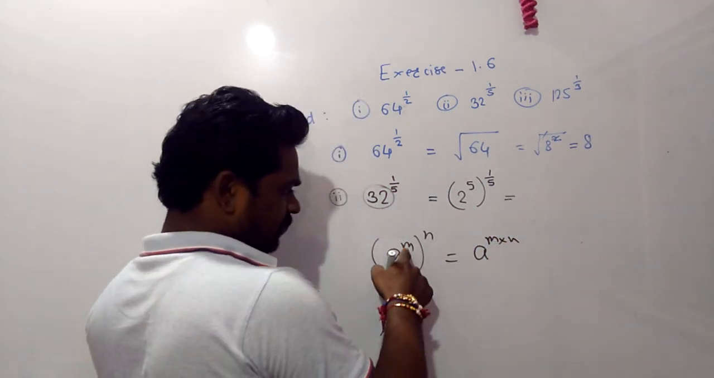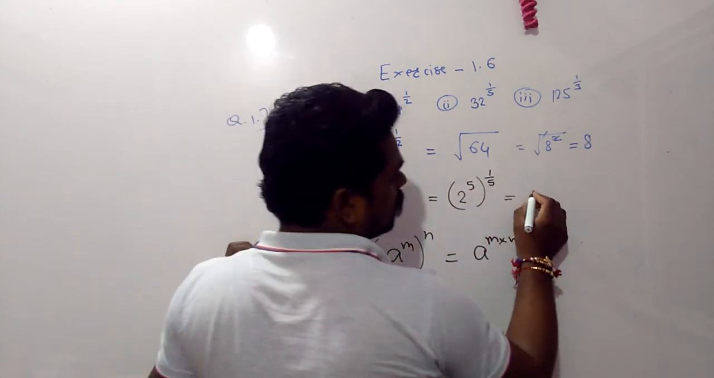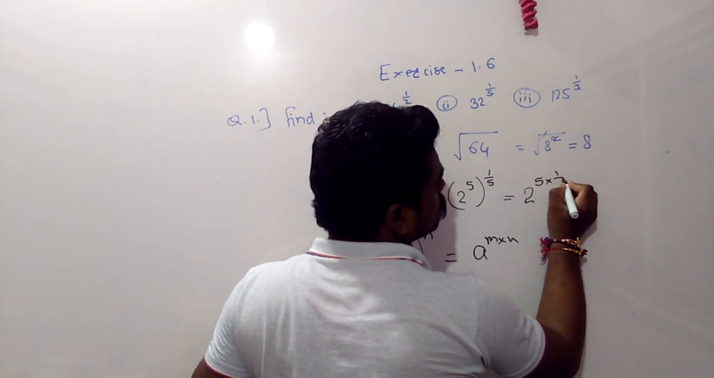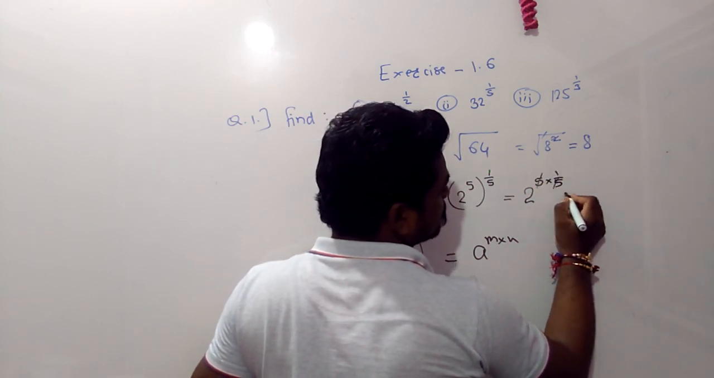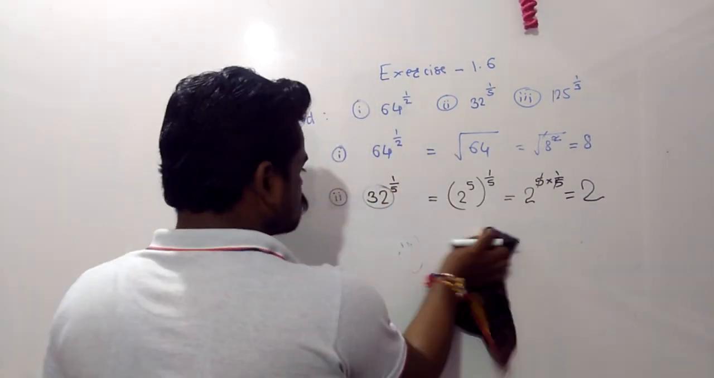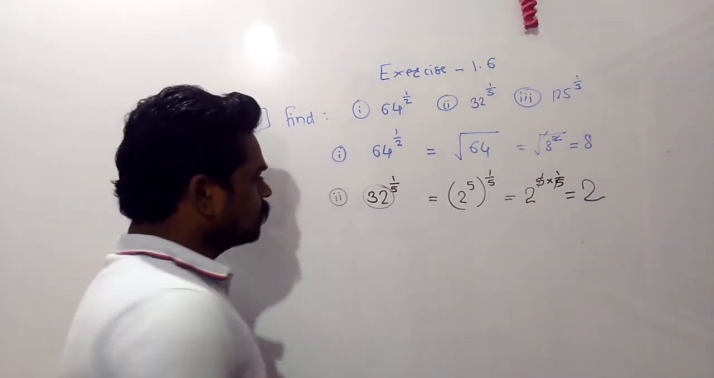In a similar way, if power raised to power is there, then multiplication of powers will take place. So 5 into 1 by 5 will be there, 2 into 2 raised to 5 into 1 by 5. This 5 will get cancelled and we will be left with only 2. So what is the answer? 32 raised to 1 by 5 is equal to 2.